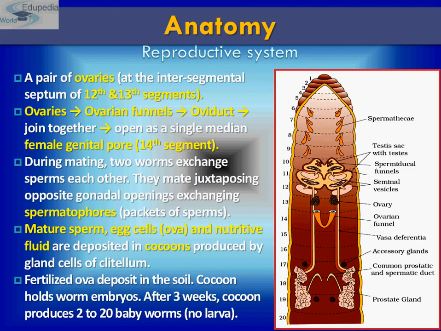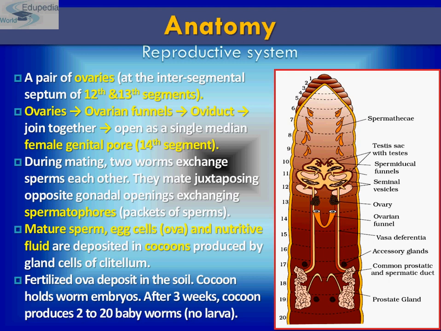And now comes the female part. A pair of ovaries are present in the 12th to 13th segment, and the ovaries have ovarian funnels and oviducts, and they join together, open as a single median, and the female genital pore is present in the 14th segment.